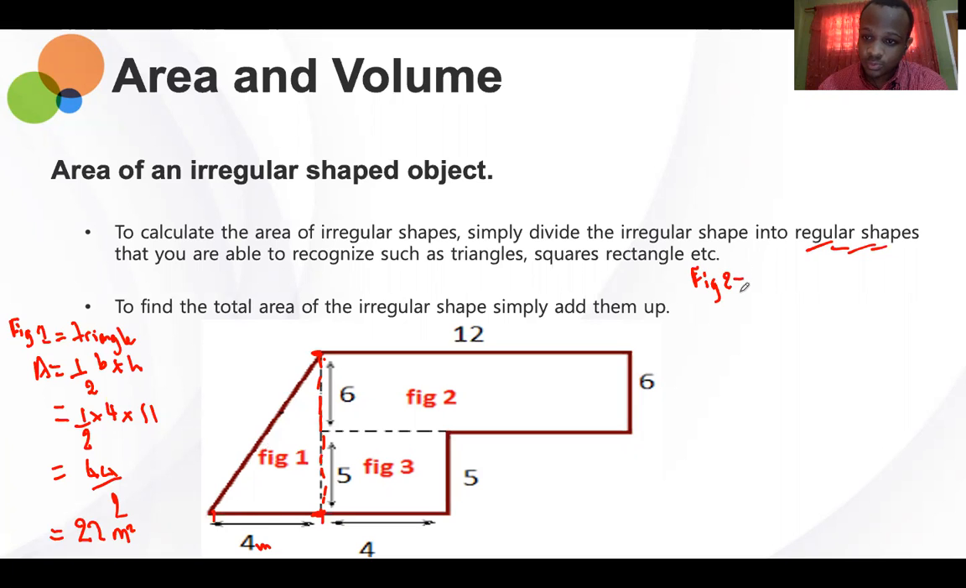Figure 2. What is figure 2? Figure 2 is a rectangle.